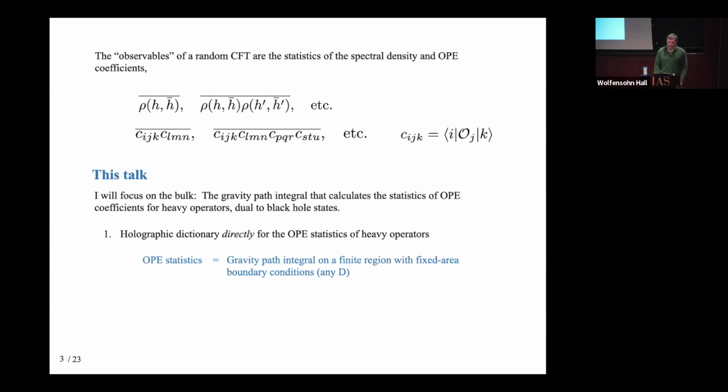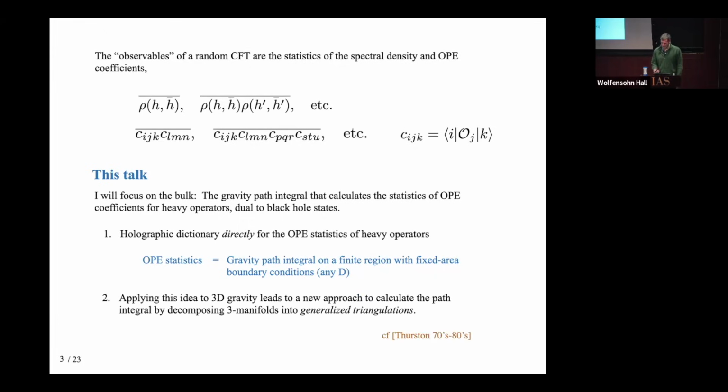I'm going to talk about 2 ideas. The first is to formulate a holographic dictionary directly for the OPE statistics of the heavy operators. This will be a rephrasing of the dictionary that we already know, but I think it's useful because it strips off some of the complexity associated with the asymptotic boundaries. And the statement is that these OPE statistics are calculated by a gravity path integral on a finite region of Euclidean spacetime with fixed area boundary conditions. This part of the talk actually applies in principle to any number of spacetime dimensions, with a focus on d equals 3. The other idea that I'll discuss is applying this to 3D gravity.